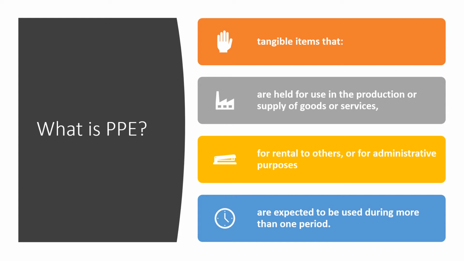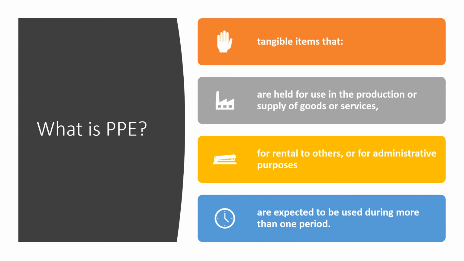So let's break it down. It needs to be a tangible item. So if I can't touch it, it can't be PPE. For example, your car could be a part of PPE, but your computer software, like your Windows software, wouldn't be part of PPE because you can't touch it.